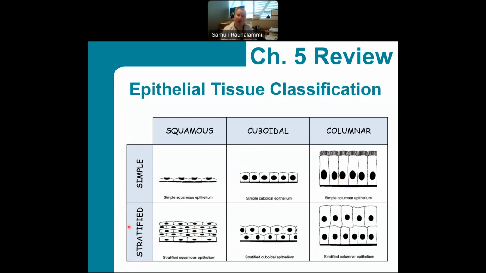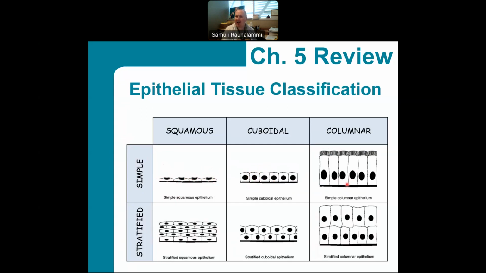Another way we might look at epithelial tissue classification is by looking at the shape of the cells. And here we're seeing squamous cells. These look like flattened discs. They have a nucleus. They form smooth, tightly packed surfaces, and in that sense form boundaries. We can also have cuboidal epithelia. These are cube, or I guess dice-shaped, cells, so not flattened like squamous, but more cube or dice-shaped structures.